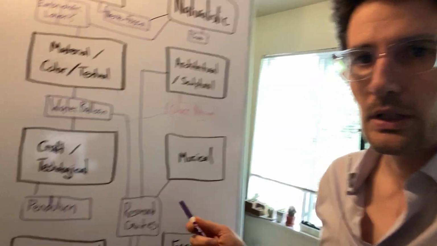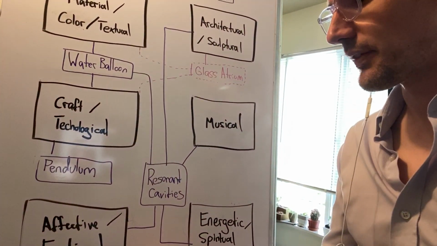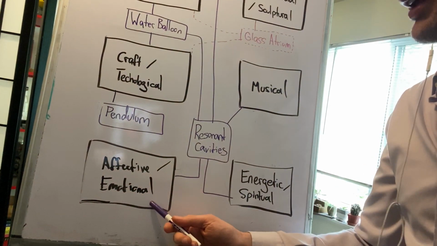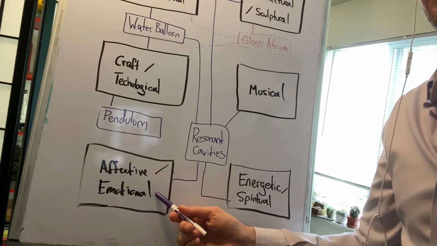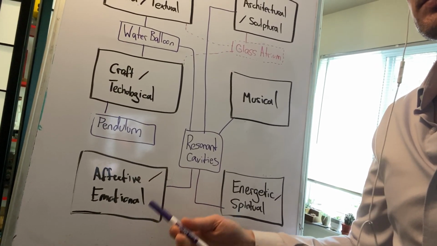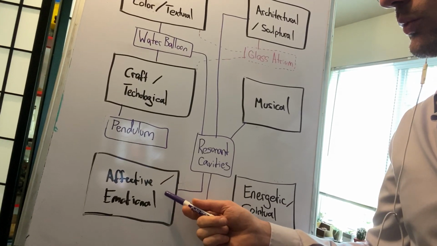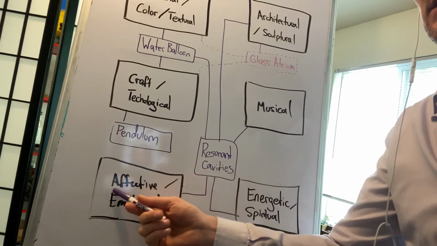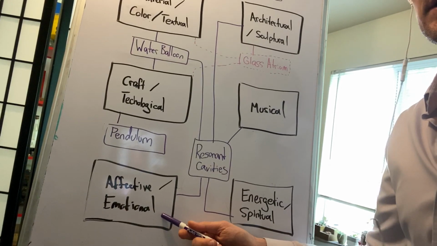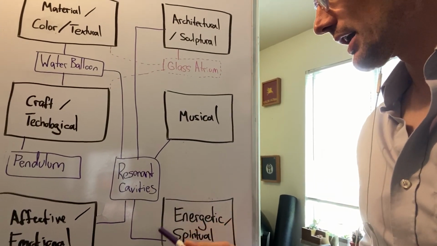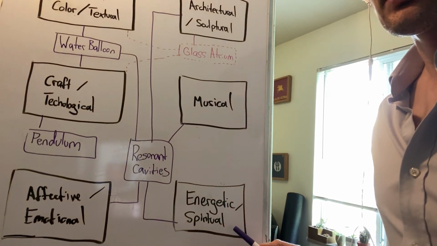Musical metaphors. There are certainly affective and emotional maps, places where people feel things. If someone says, I feel disgust, we say, where do you feel disgust? Where does it distribute? What's the shape of it in you, right? Affective and emotional maps. And then lastly, we have energetic and spiritual maps.